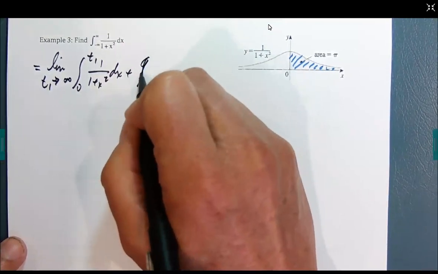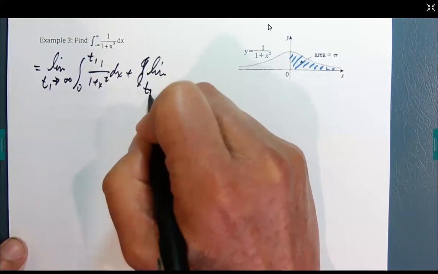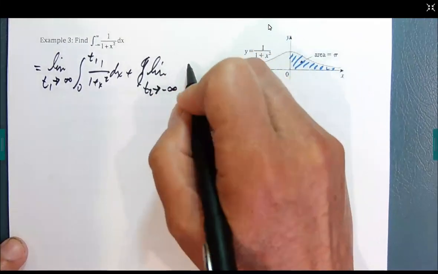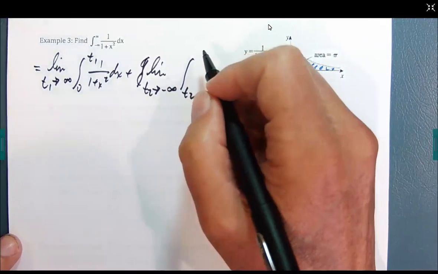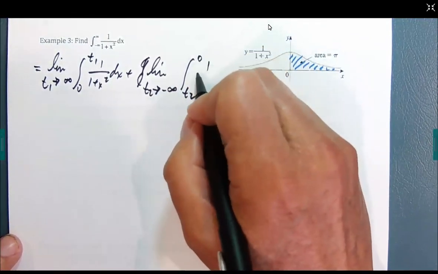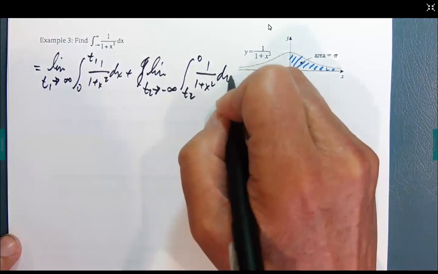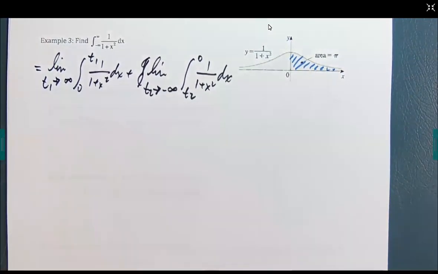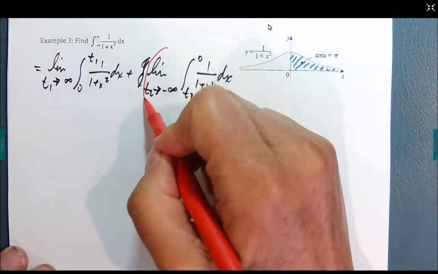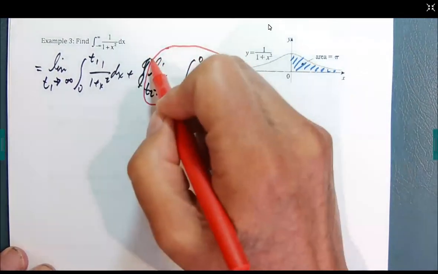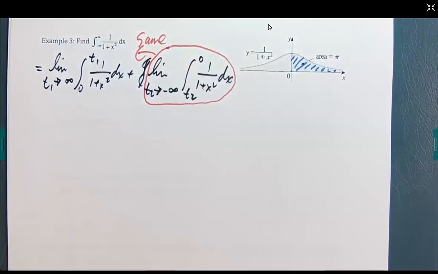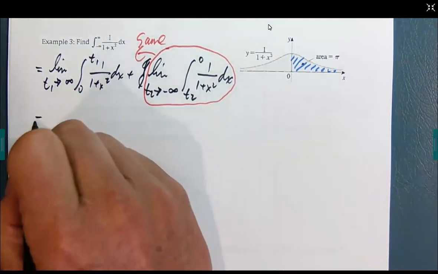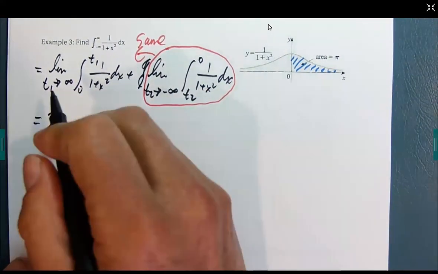Ooh, I forgot the limit. Limit as t sub 2 goes to negative infinity, integral from t sub 2 to 0, 1 over 1 plus x squared dx. And because this is the same as that, I'm going to slap a big old 2 in front of it, and do the 1 integral.